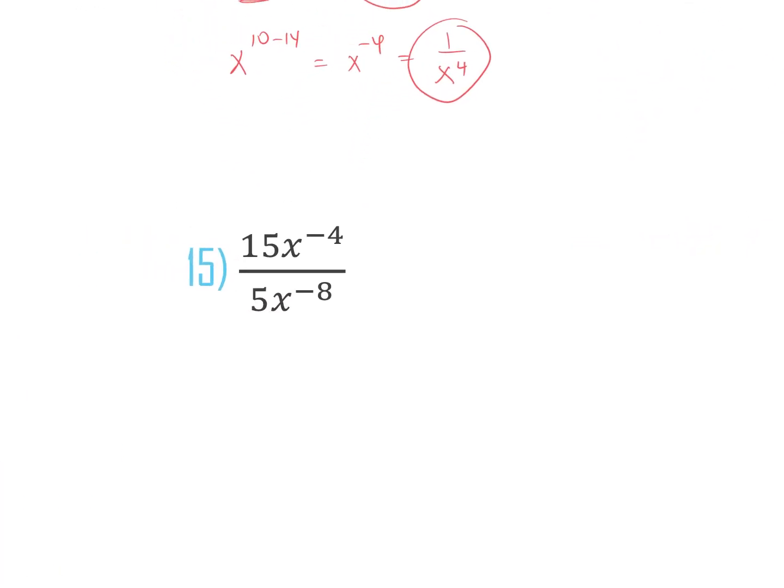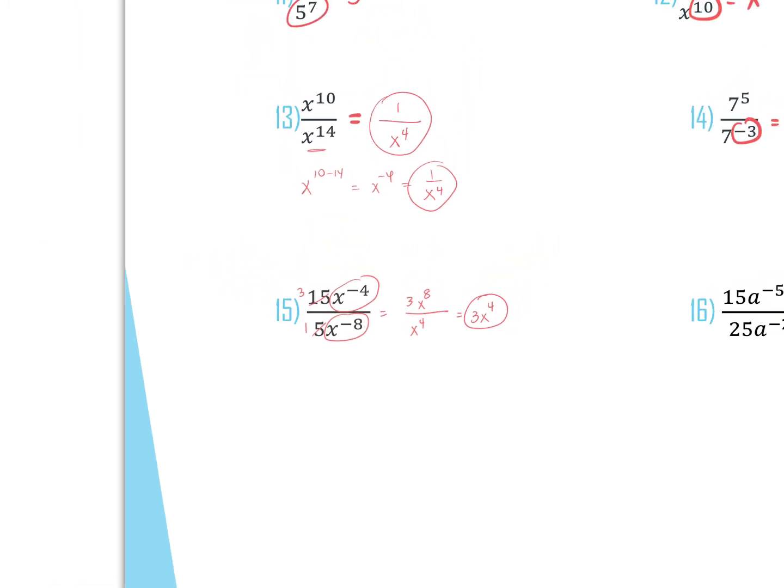In 15, again, I try to simplify my numbers when possible. So I know that 5 goes into 5 once and into 15 3 times. So I've got 3 here. My x to the negative 4 is going to go down and become positive. My x to the negative 8 is going to come up, and my 8 is going to become positive there. And again, now I have to figure out, I've got x to the 8 up top, x to the 4th at the bottom, so it's going to be 8 minus 4, or 4. Or again, I've got 4 more x's up top, so it's going to move to the numerator spot.